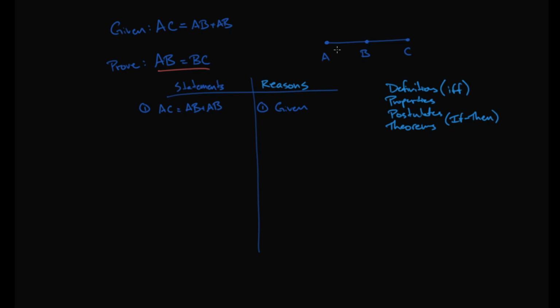In other words, what it's telling me is that AB is half the length of what AC is. And so I need to use that information somehow to say that AB, the distance between A and B, is equal to the distance between B and C. And so what I'm thinking about is trying to link these together somehow.